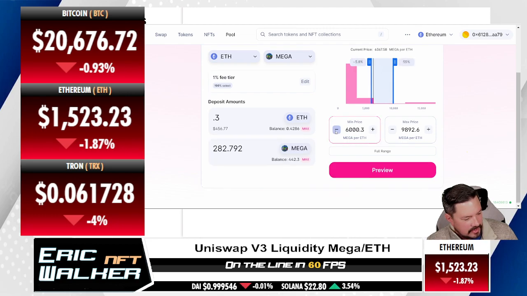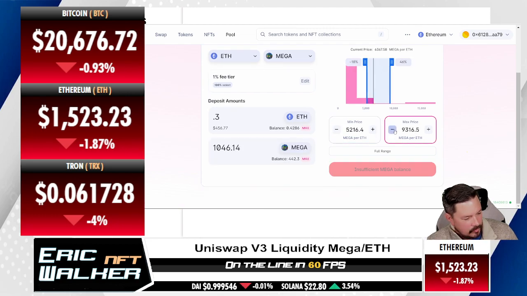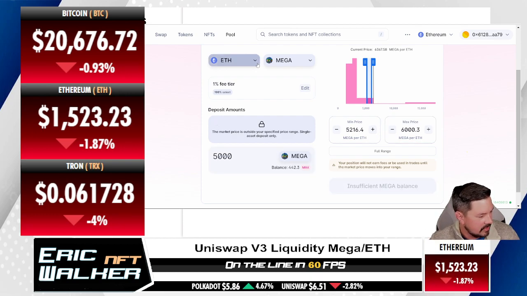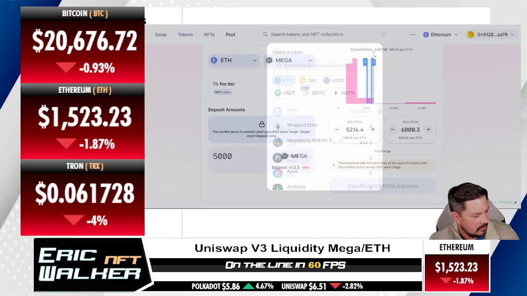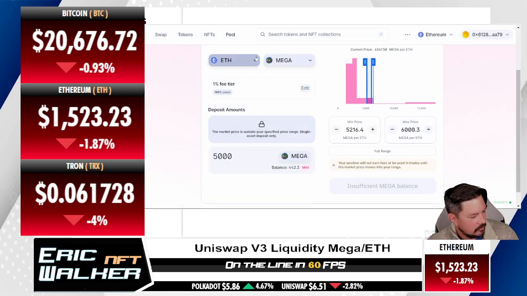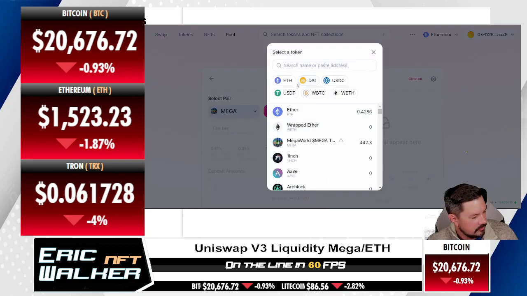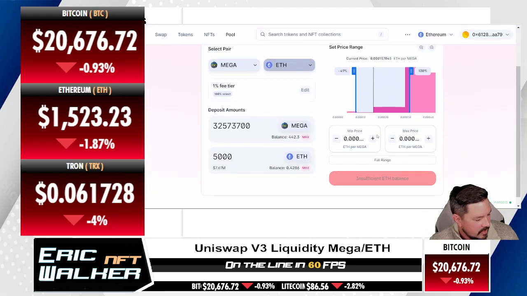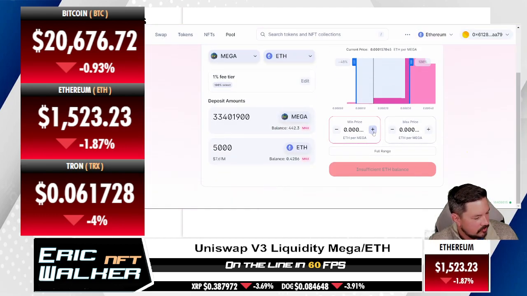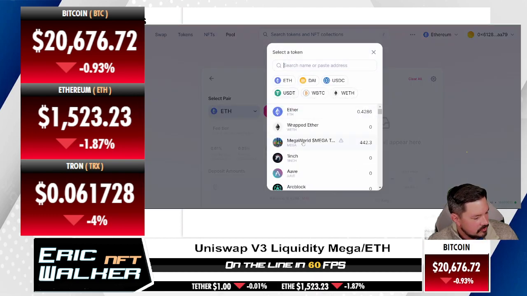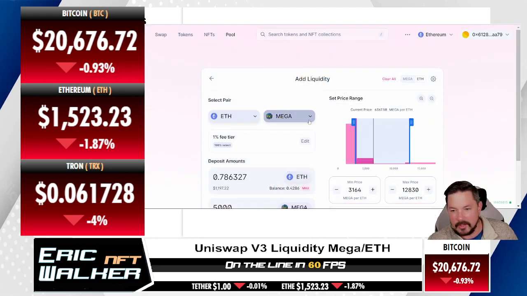If it's going to the left side of the line and we move this over, it'll only ask for Mega when we're over there, right? So it would ask for 5,000 Mega. We would provide that, and we'd have to switch this the other direction. So we'd flip this over to Mega and this over to ETH, and then we would talk in terms of decimals. I find it easiest to do it the way that I showed you guys, with ETH on the left, Mega on the right.